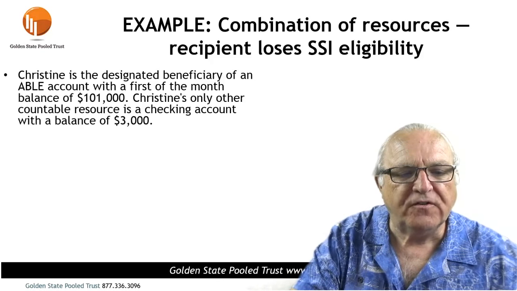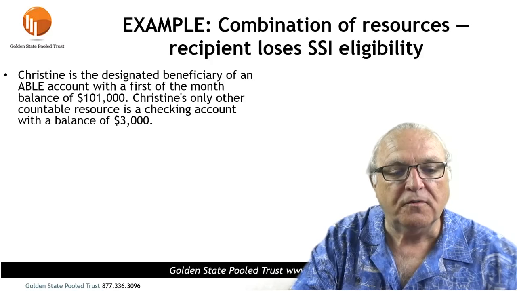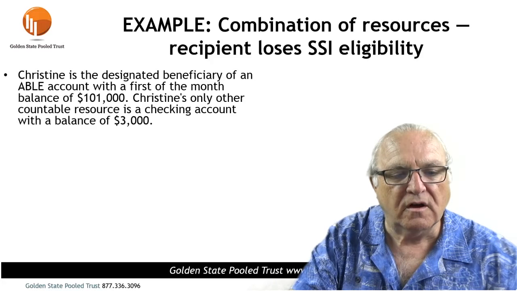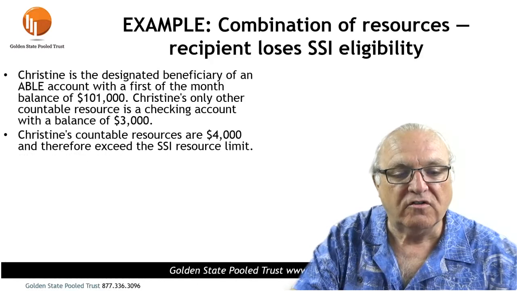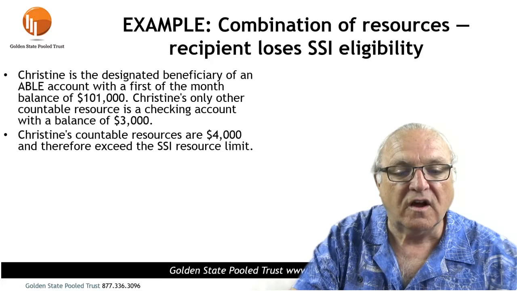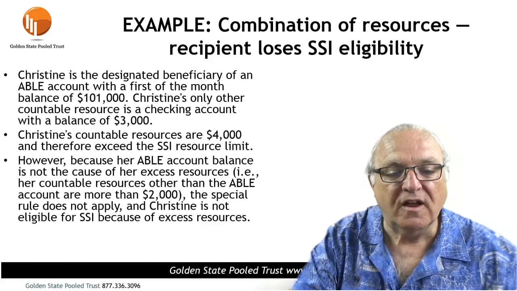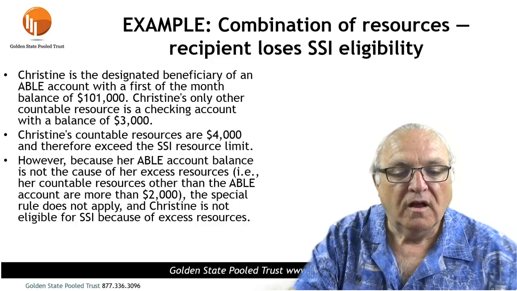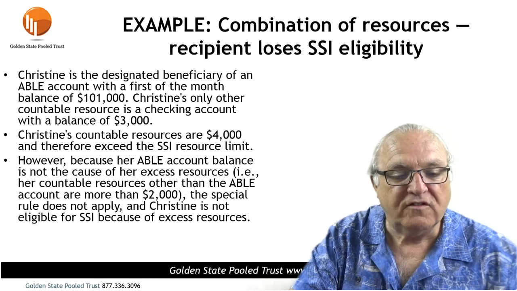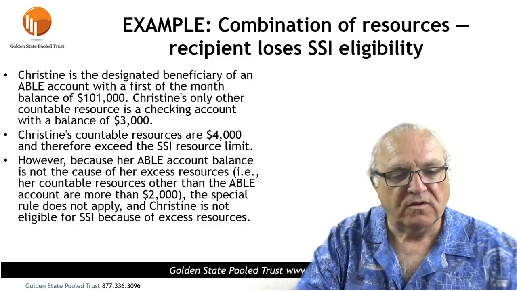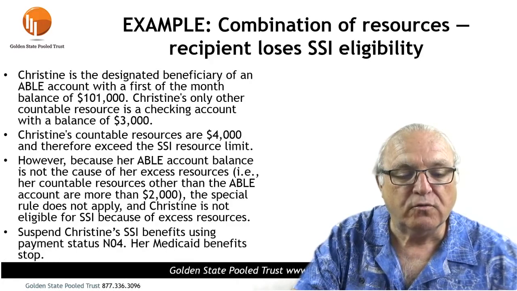Christine is the designated beneficiary of an ABLE account with a first of the month balance of $101,000. Christine's only other countable resource is a checking account with a balance of $3,000. Christine's countable resources are $104,000 and therefore exceed the SSI resource limit. However, because her ABLE account balance is not the cause of the excess resources here, the special rule does not apply, and Christine is not eligible for SSI because of excess resources. Once again, if this goes beyond 12 months, she would have to reapply.